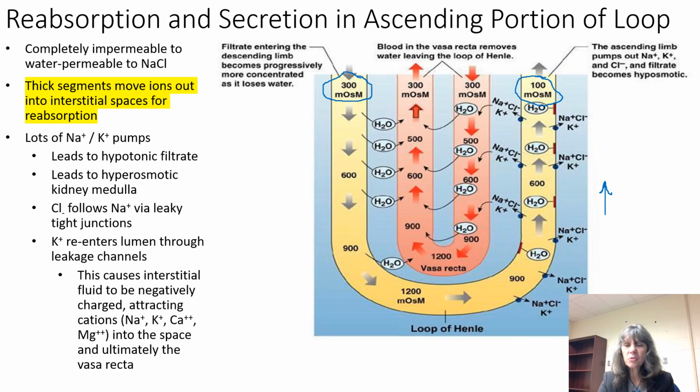Remember, we started at 300 milliosmoles as the urine began its journey through the loop of Henle. It became much more concentrated as we lost water, but now that we're losing salt, that osmolarity in the ascending portion really decreases. Now, salt is entering into the bloodstream, it's going into the vasa recta, so now that osmolarity in the vasa recta is going to start to increase as salt goes into the bloodstream.